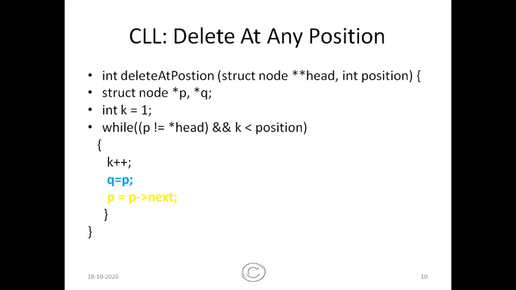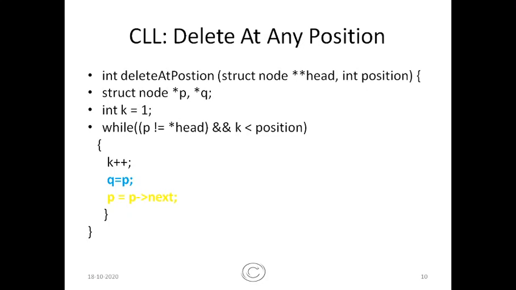So there will be a while loop: while P is not equal to head and k is less than position, we will increment k plus plus, and Q is equal to P and P is equal to P next. Now look at this while block. So k plus plus is incrementing each time, to keep track of the position value. It will check whether it has reached the particular position at which the node will be deleted.